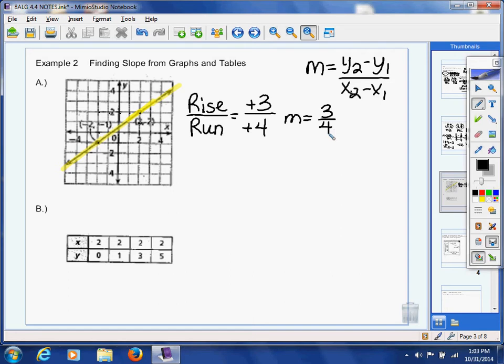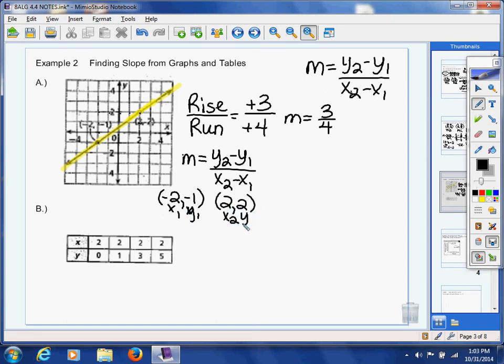But do you have to do it that way? No, actually you don't. You can come back to your slope formula if you're more comfortable doing it this way, and you can plug in values. Now I'm going to pull those values now. I'm going to call that first point -2, -1, so we'll make that x1, y1. And then the second point is 2, 2, and I'll call that x2, y2.